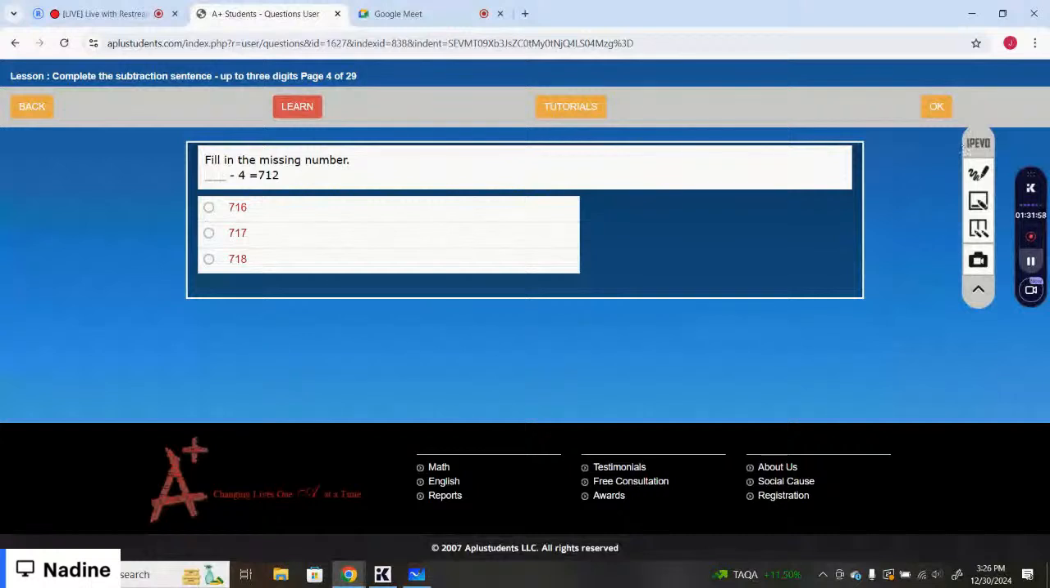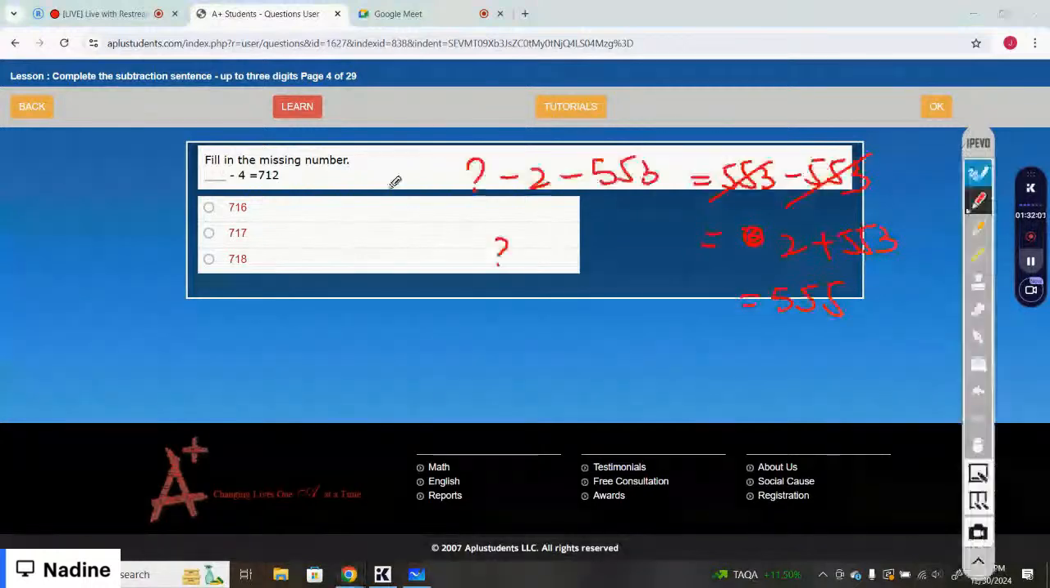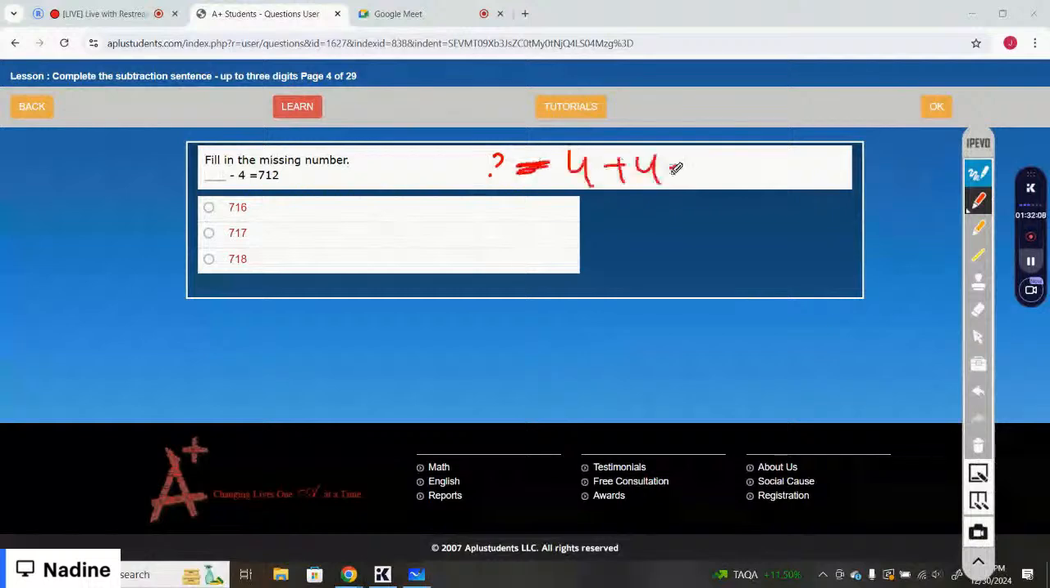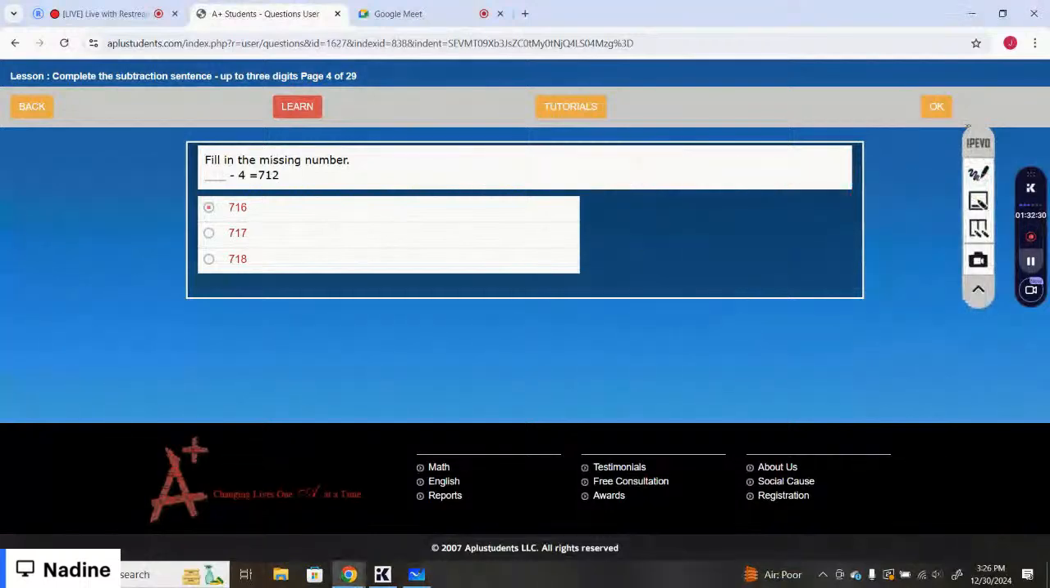Seven hundred and 12. Subtract 4 other side. You can find the missing number. You have to subtract the 4. Add 4 both sides, because the opposite of subtraction is addition. So just add 4 both sides. 4 minus 4 is 0. 712 plus 4 is 716. The correct option is option number 1, that is 716.